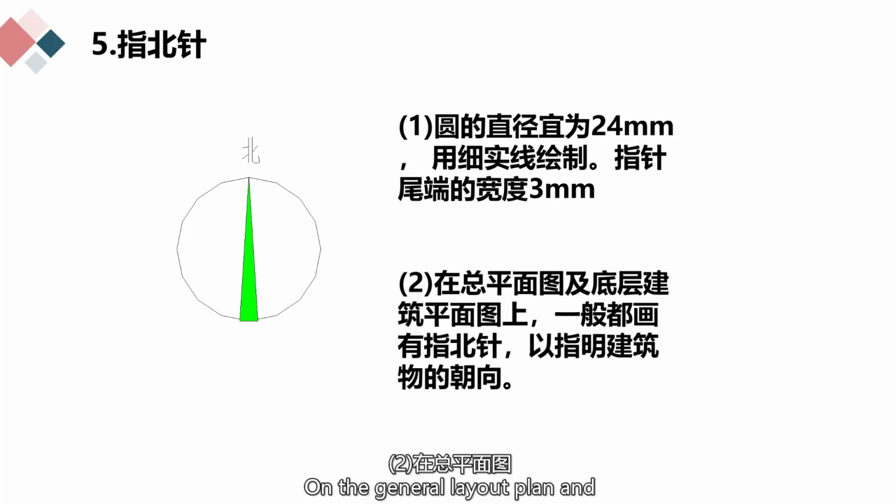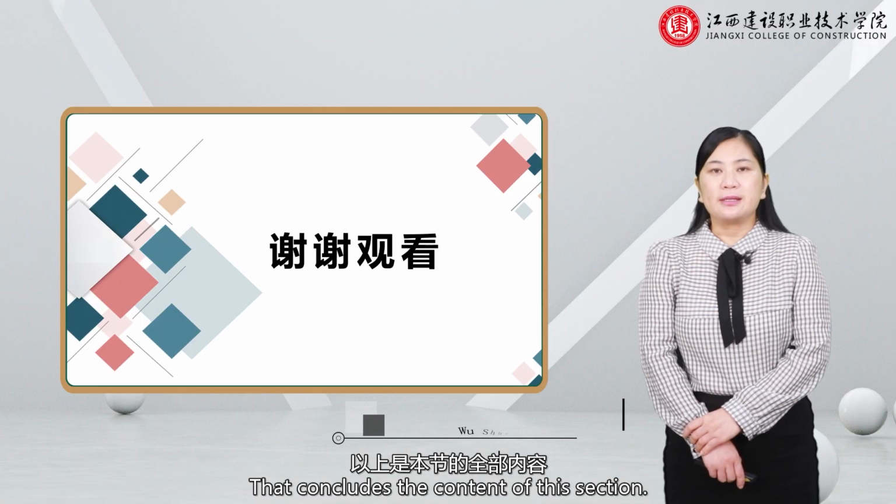Second, on the general layout plan and the ground floor building plan, a compass is generally drawn to indicate the orientation of the building. That concludes the content of this section.